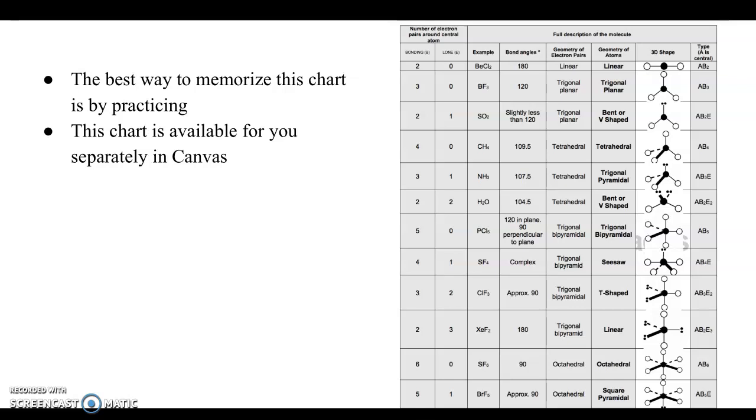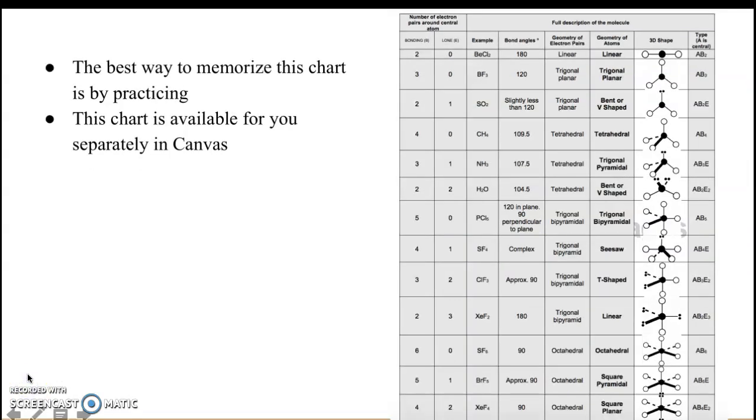And here is that chart. This chart is also available to you in Canvas, which is the chart I asked you to open at the start of the video. Admittedly, this chart looks overwhelming to begin with. The best way to start to quote-unquote memorize is to actually just start using it. I have this separately in Canvas because one, it's going to be larger and easier to read, and two, you can print it off if you want to. But let's take a look at this chart really quick and break it down.